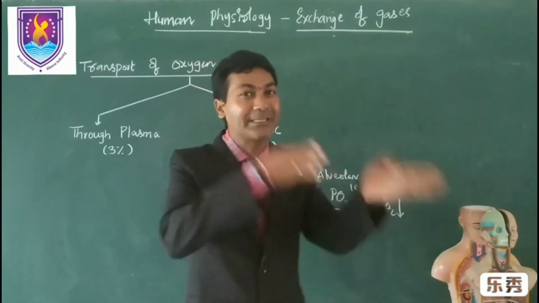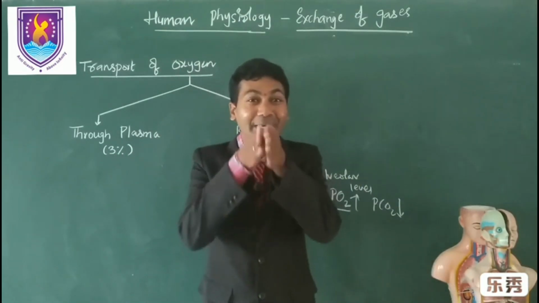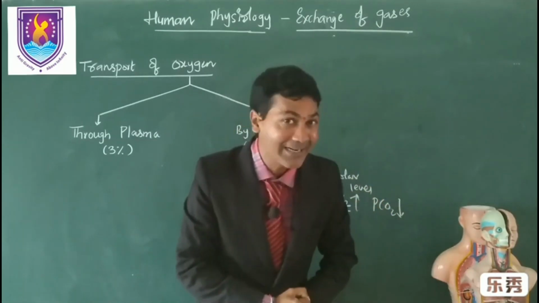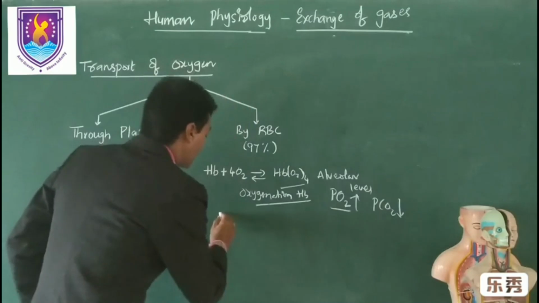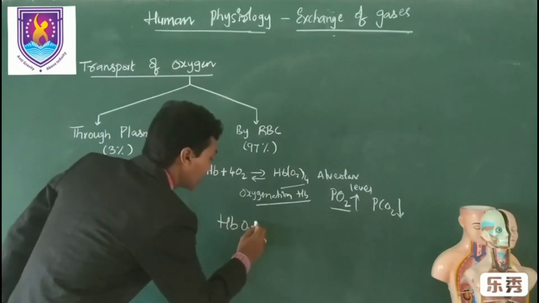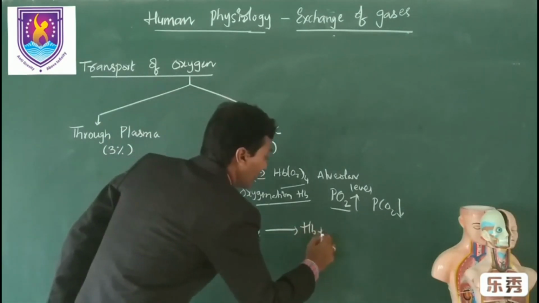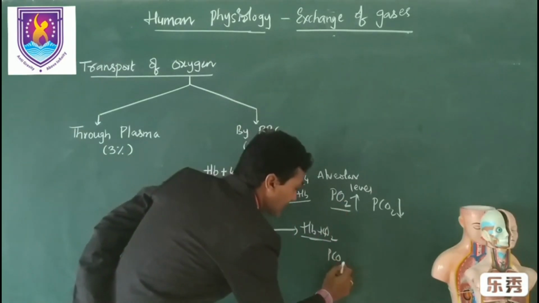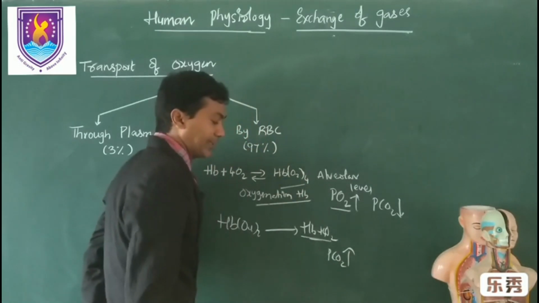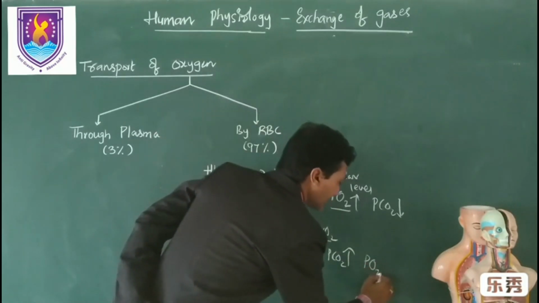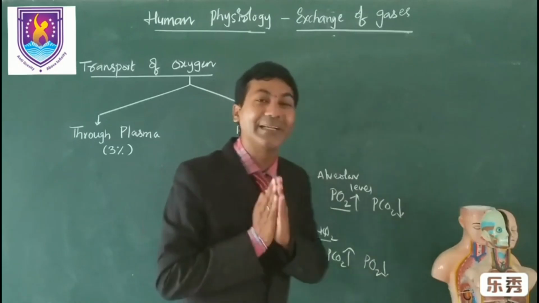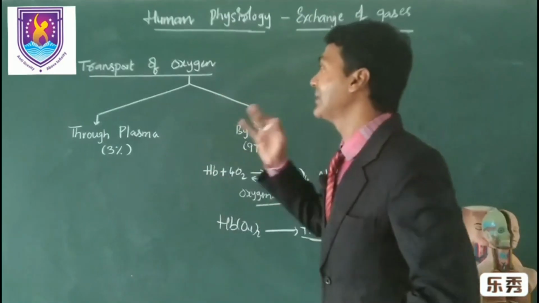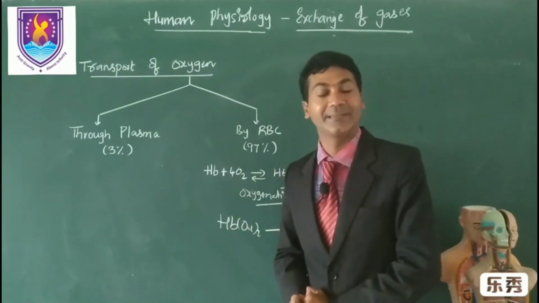Whereas the exact opposite condition is created at the tissue level, so that hemoglobin and oxygen will dissociate and oxygen will be utilized by the tissues. So to dissociate it into hemoglobin and oxygen, what happens? Partial pressure of carbon dioxide is more in the tissues and partial pressure of oxygen is less in the tissues, so that it will be dissociated and utilized by the tissue. So this is regarding transport of oxygen by the blood.